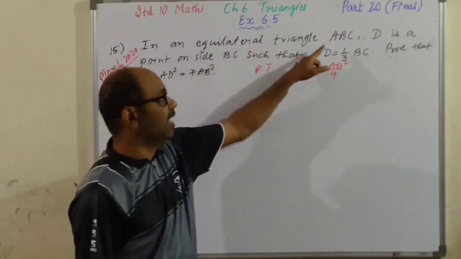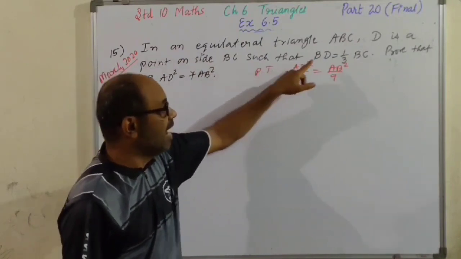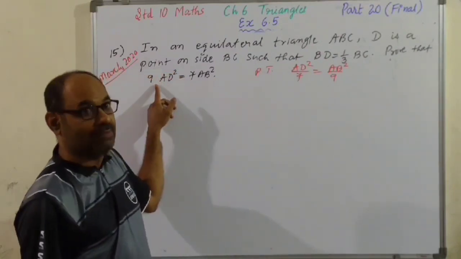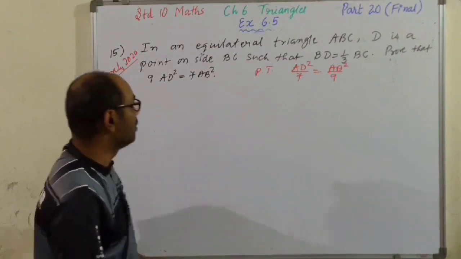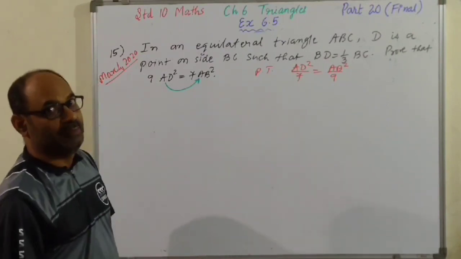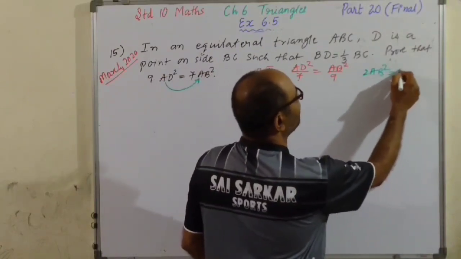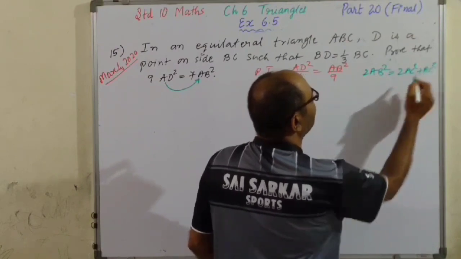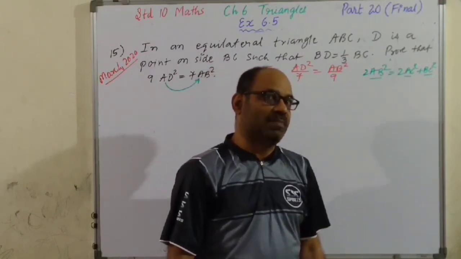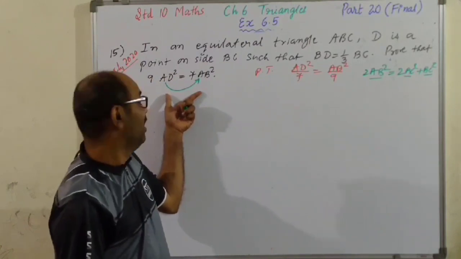In an equilateral triangle ABC, D is the point on side BC such that BD is equal to 1/3 BC. Prove that 9 times AD square is equal to 7 times AB square. This time we need a relationship between AD and BD in the form of squares. If you remember the previous one, 2 times AB square is equal to 2 times AC square plus BC square. There we had to establish a relationship between AB, BC and AC. Here we have to establish a relationship between only two, AD and AB.